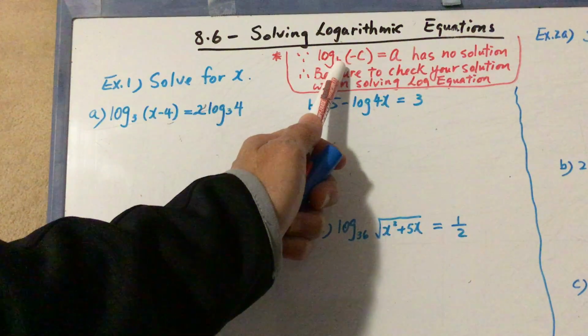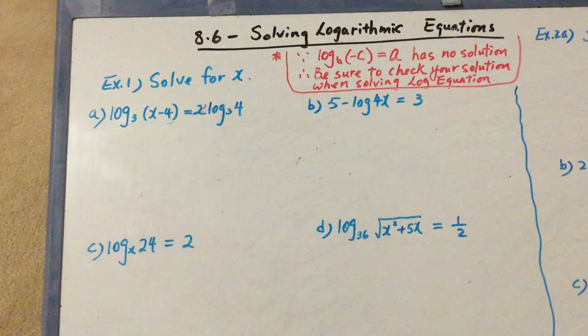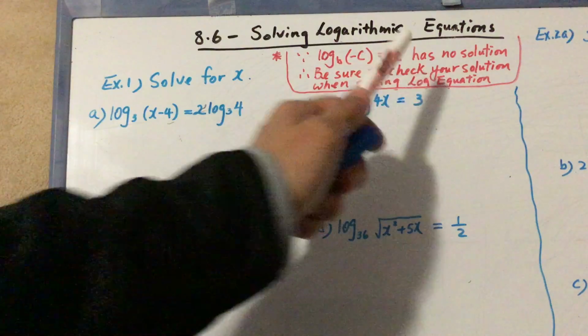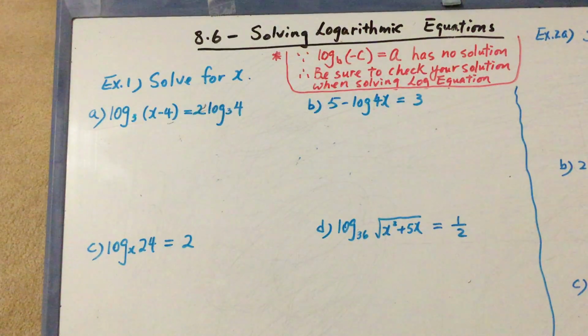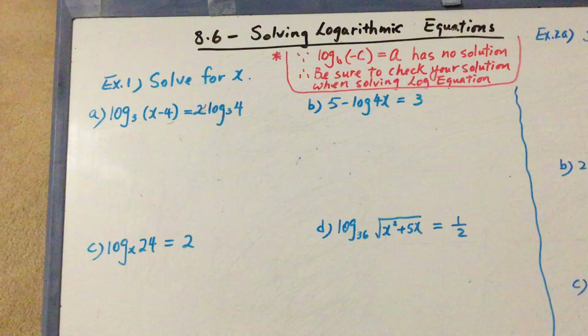You will have b to the exponent of a, and that term can never be equal to a negative number. Even if the exponent is negative, the negative exponent just gives you a fraction, which will never turn into a negative number. So this is something we always have to keep in mind when we are trying to solve log equations. That is very, very important.